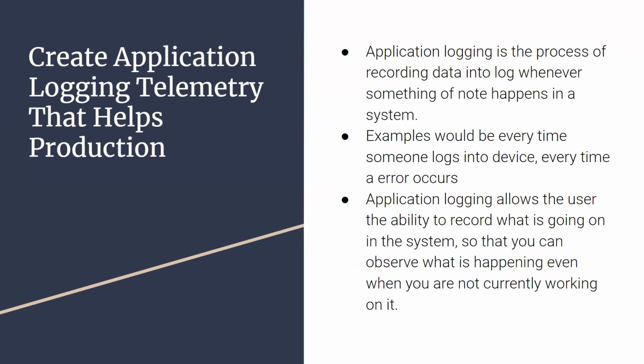Create application logging telemetry that helps production. Like it was explained in the last slide, application logging is a process of recording data into a log whenever something of note happens in a system. An example would be every time someone logs into a device, or every time an error occurs. Application logging gives the user the ability to record what is going on in the system so that you can observe what is happening even when you are working on it.